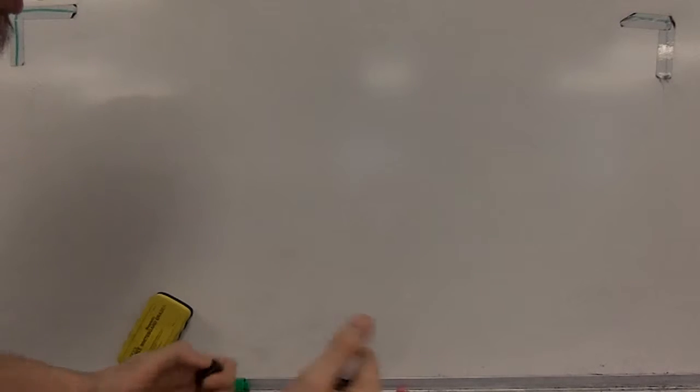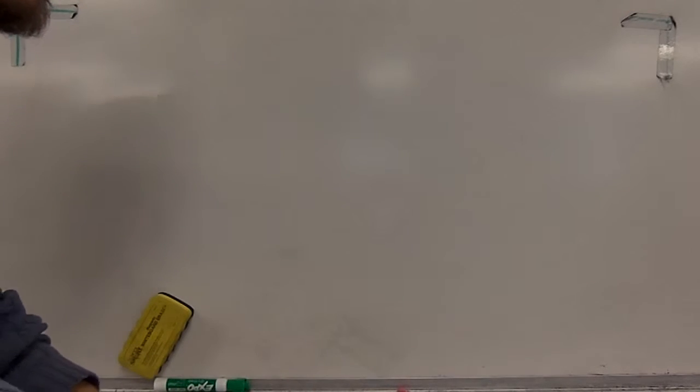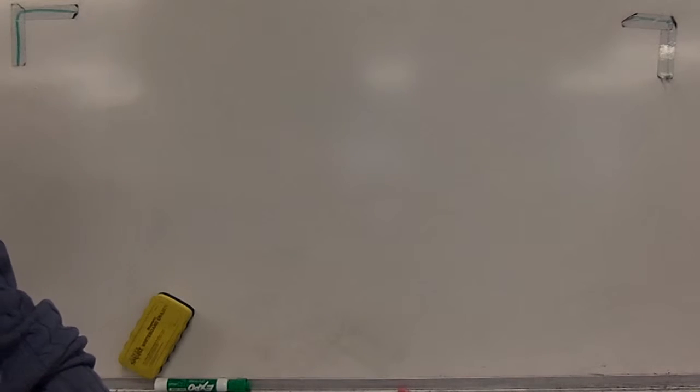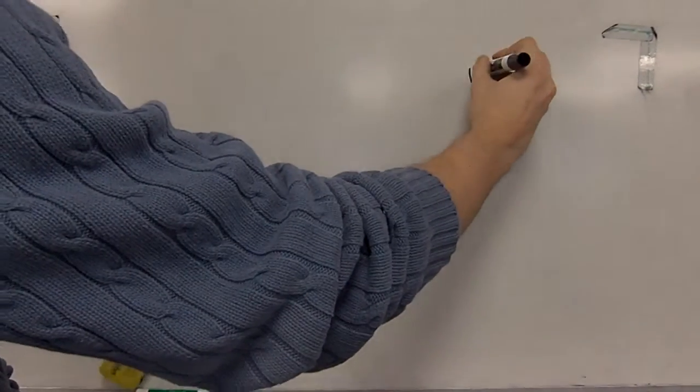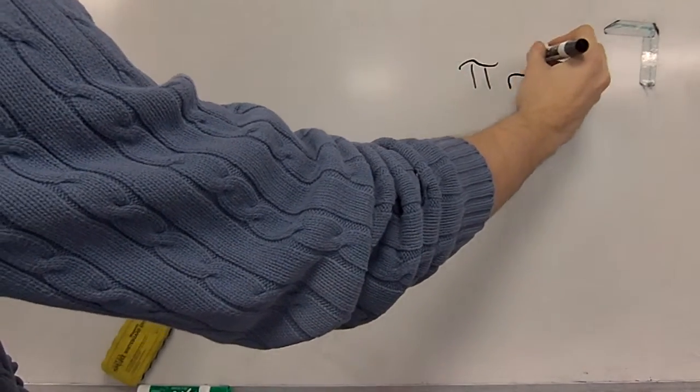Hi, I'm Mr. Kangas, and today we're going to take a look at Chapter 10, Section 7, Area and Circumference of Circles. And in this video, we're going to be taking a look at the area of a circle, which is pi times r squared.